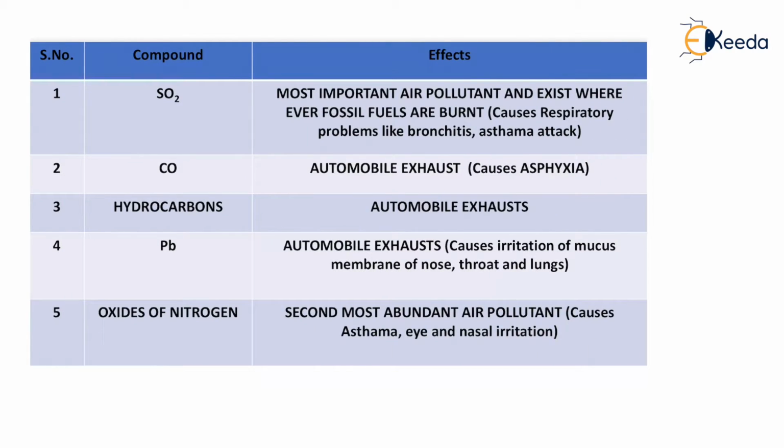Now we will see the compounds and their effects. The first one is SO2, which is one of the most important air pollutants present in our environment, and it is present in large amounts. It exists wherever fossil fuels are burnt. Now what will be its effect? It will cause respiratory problems like bronchitis, asthma attacks, etc.